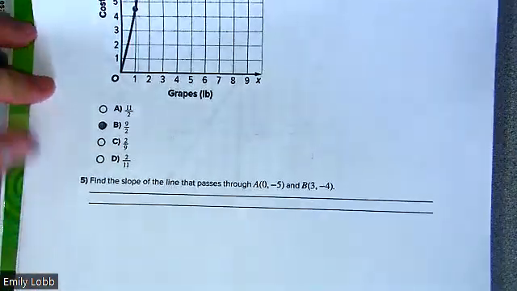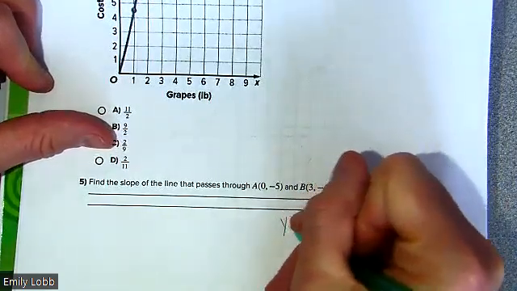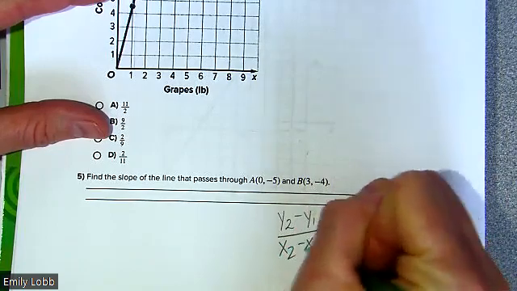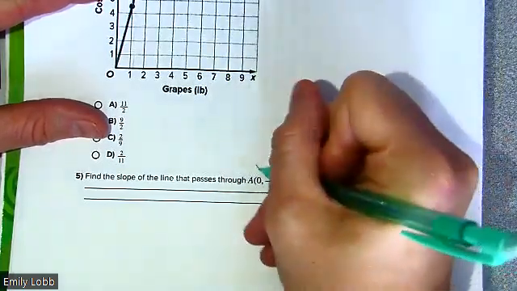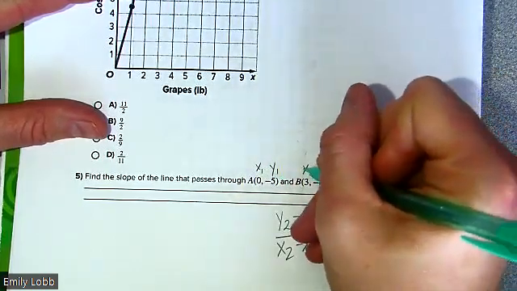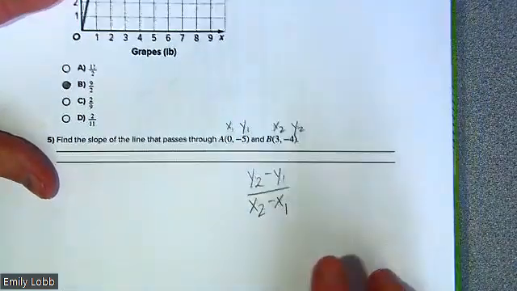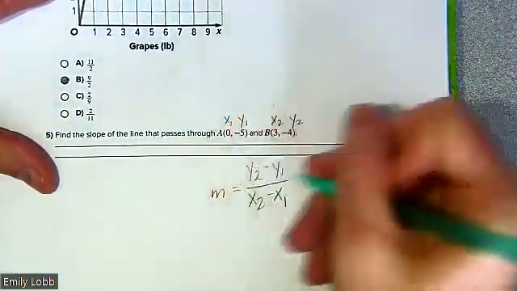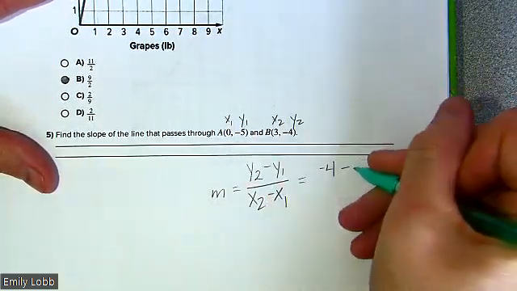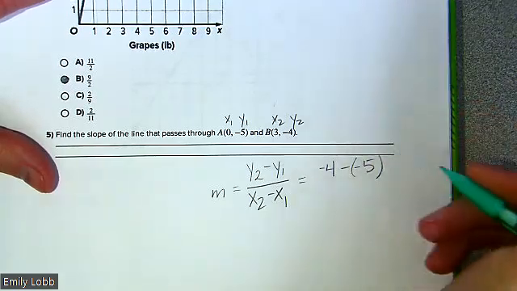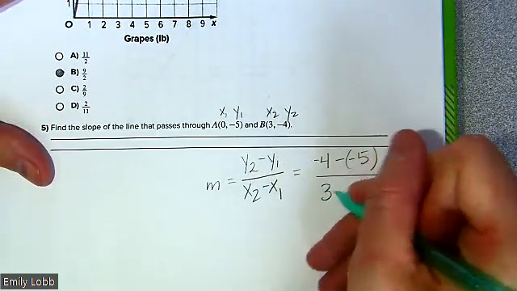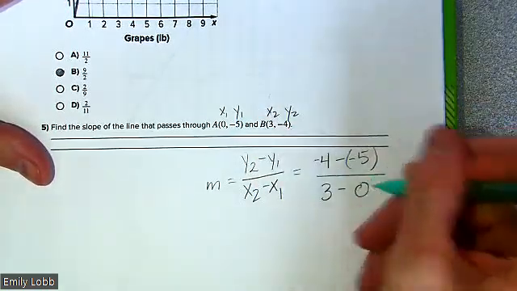All right, guys, this is your slope formula: y2 minus y1 divided by x2 minus x1. This is review. Remember, this is x1, y1. This is x2, y2. And we're plugging these values into our slope formula. So y2 is -4, minus y1 is -5. Be careful here, you've got 2 negatives. Divided by x2 is 3, minus x1 is 0.